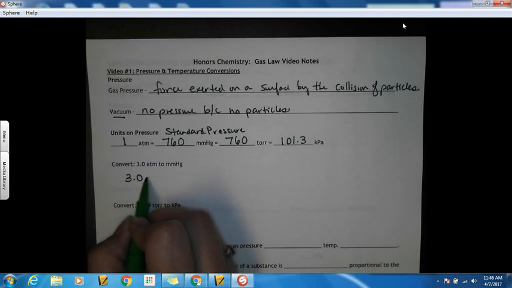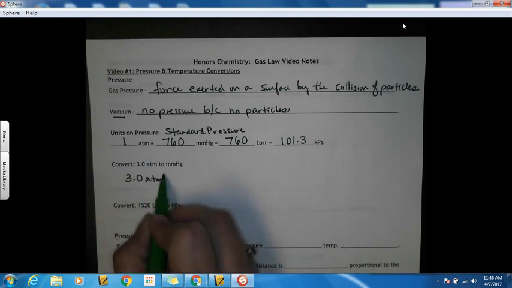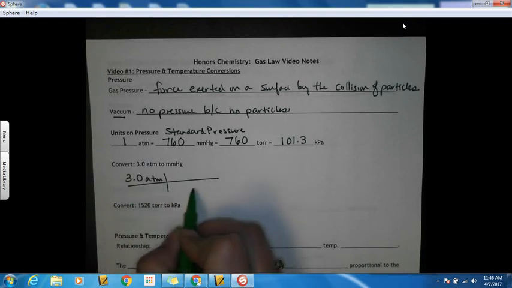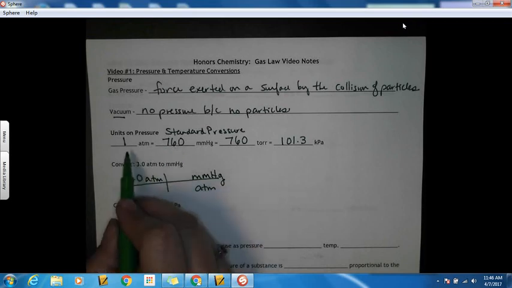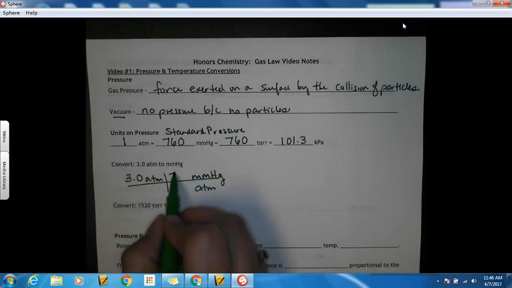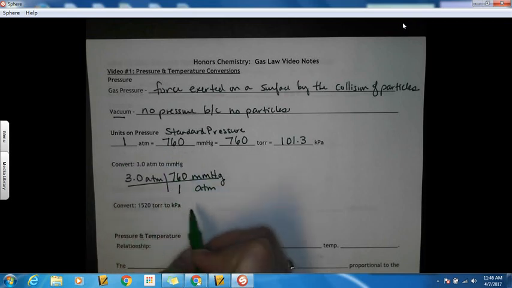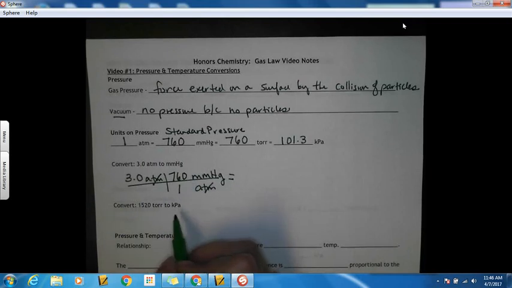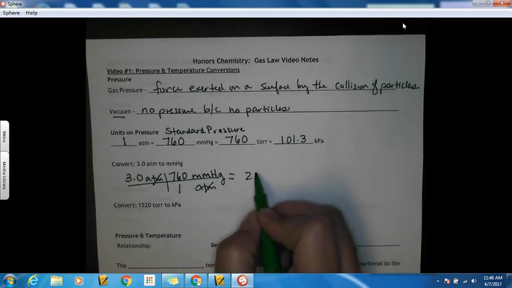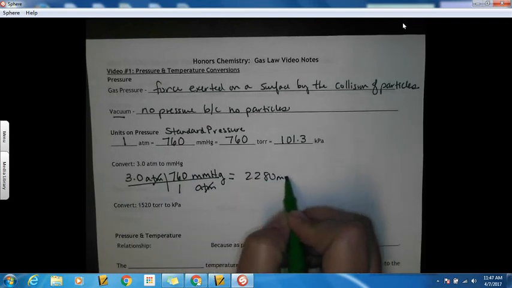If we have 3 atmospheres, we want to convert that to millimeters of mercury. Our unit we no longer want goes on the bottom. The unit we do want goes on the top. We look up here and say, these two things are equal in this fashion: 760 millimeters of mercury for every 1 atmosphere. So our atmospheres cancel, and we're left with millimeters of mercury. We multiply across the top and divide by the bottom, and we get 2280 millimeters of mercury.